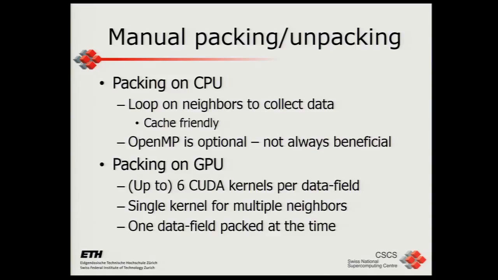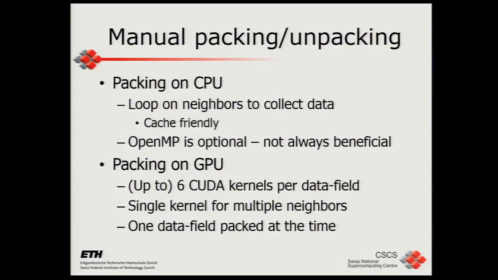What we do in the packing and unpacking part is very important. On the CPU, we basically loop on the neighbors, and then we collect the data in a cache-friendly way. We know the layout of memory at compile time as type information, so we can basically get the data in the most efficient way. And then we can also pack different neighbors in parallel using OpenMP. This is not always a good idea, though.